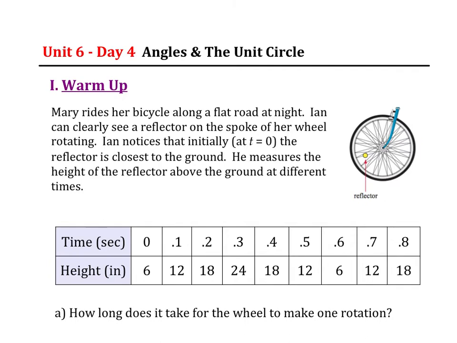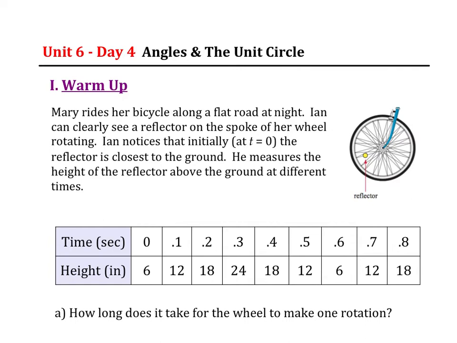Can we just take a moment to notice how strange this problem is? We have some dude, Ian, just watching Mary ride a bicycle at night. And, I mean, that's not setting off funny red flags? Come on, math textbook writers. What's going on here? All right, he measures the height of the reflector above the ground at different times. Again, as one typically does when they watch people ride bikes at night.